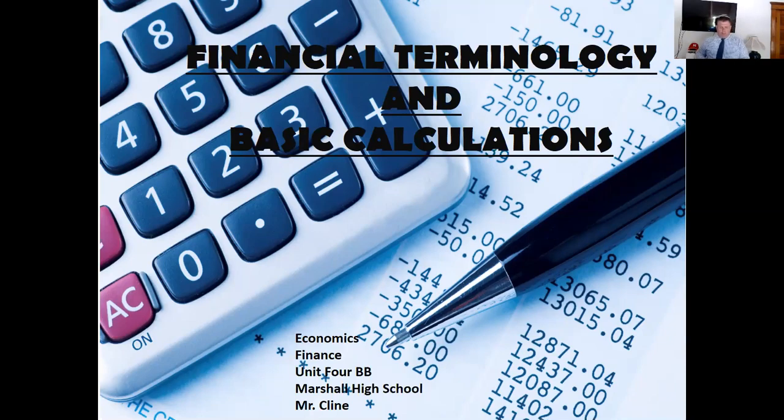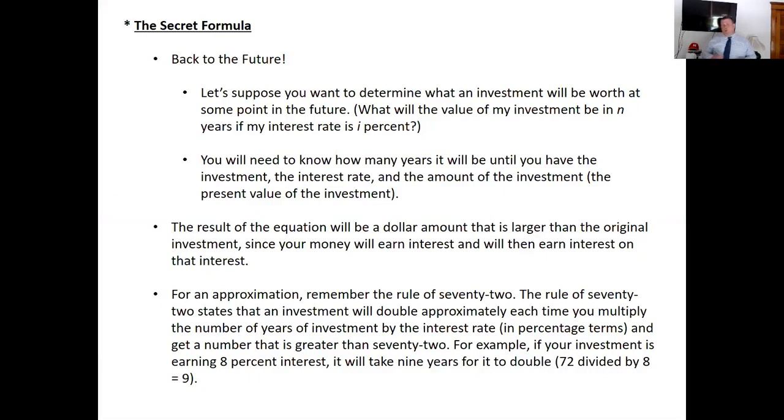So to continue on, let's suppose you want to determine what an investment will be worth at some point in the future. What will the value of my investment be in N years if my interest rate is I%, for example? So say, for example, you know that you want to have $1 million in your retirement account. Well, how much would you have to put into the account at what interest over what period of time before you would have that amount? That might inform you as to when you can actually retire. So you will need to know how many years it will be until you have the investment, the interest rate, and the amount of the investment, or what we call the present value of the investment.